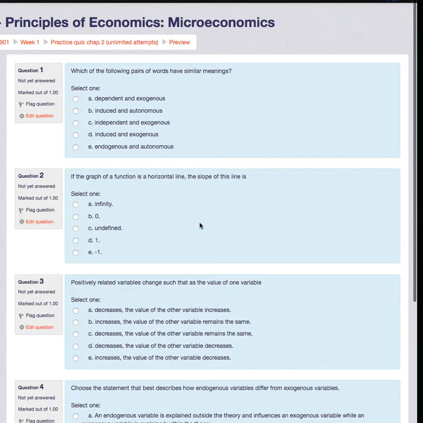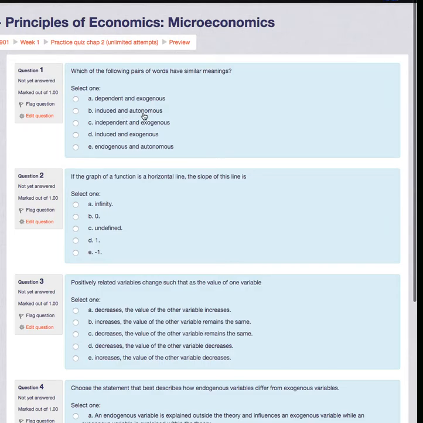So which of the following pairs of words have similar meanings? Well, the pairs that you should see that have similar meanings is that we have independent and dependent variables, and the equivalent of that would be exogenous and endogenous variables. So exogenous are things that come from the outside, from the exterior of the models, and the endogenous are things that are found inside the model. So exogenous and independent would be a right answer, or endogenous and dependent. So here, dependent and exogenous is not. That would be dependent and endogenous.